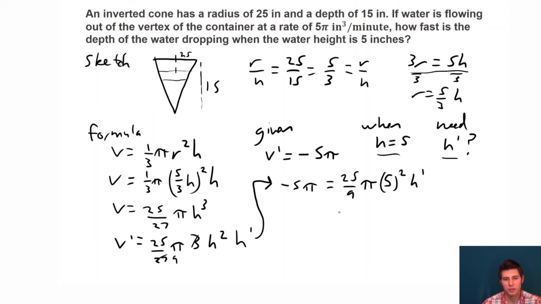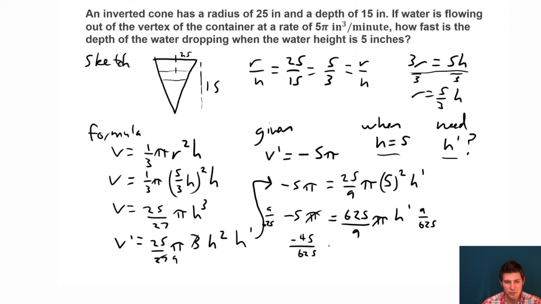So 5 squared is 25. 25 times 25 is 625 over 9 pi h prime equals negative 5 pi. They'll cancel. Then we'll multiply both sides by 9 over 625 just to get rid of that fraction. And we end up with negative 45 over 625 equals h prime. And that's reducible. You can divide both by 5. So we get h prime equals negative 9 over, and 625 divided by 5 is 125.